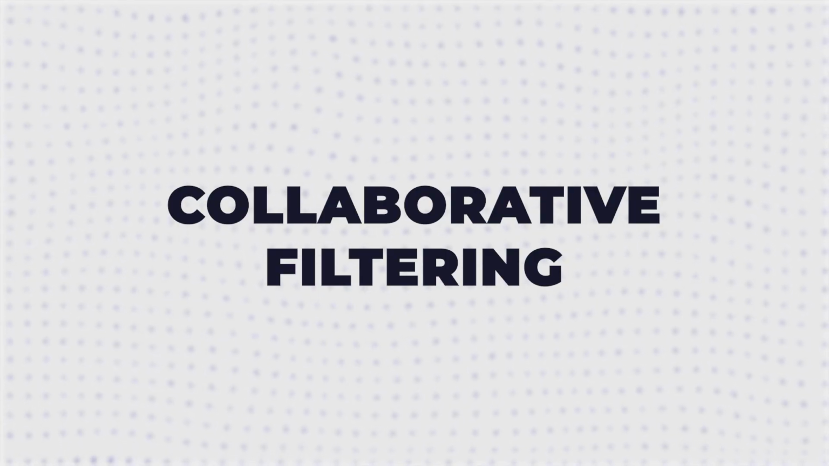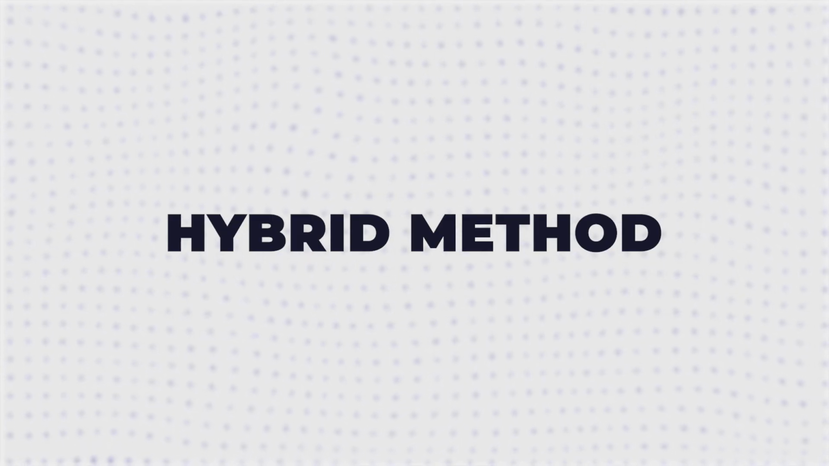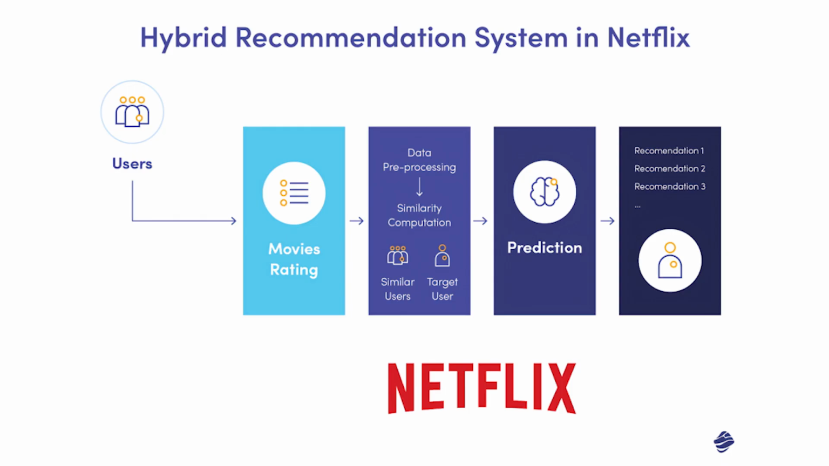Collaborative filtering relies on user behavior and preferences. It can be further divided into user-based and item-based collaborative filtering. User-based looks at users with similar preferences, while item-based finds items that are similar to those a user has liked. Hybrid methods combine multiple recommendation techniques to leverage the strengths of each method. For example, Netflix uses a hybrid approach that combines collaborative filtering and content-based filtering.